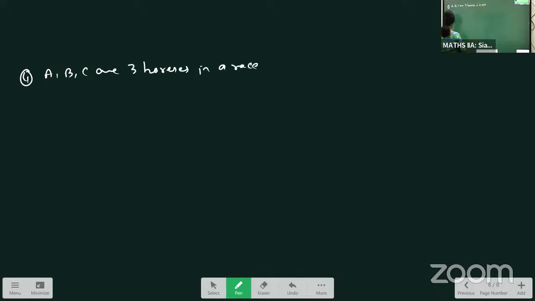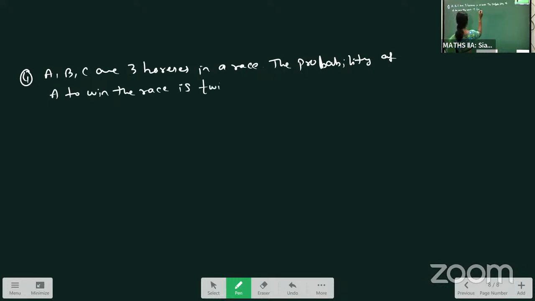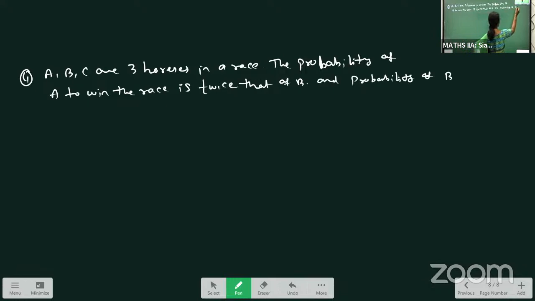This is also one of the important questions. The probability of A to win the race is twice that of B, and the probability of B to win the race is twice that of C.